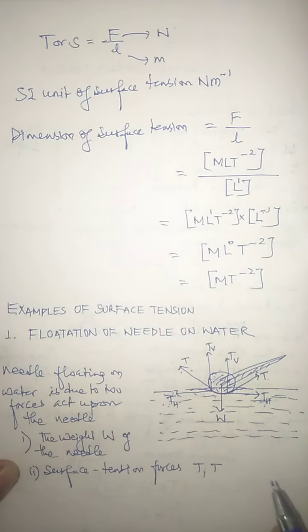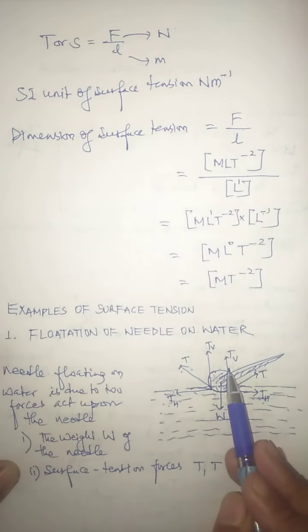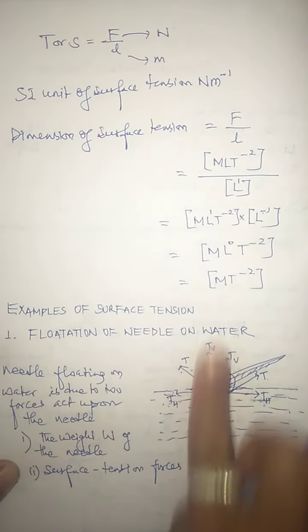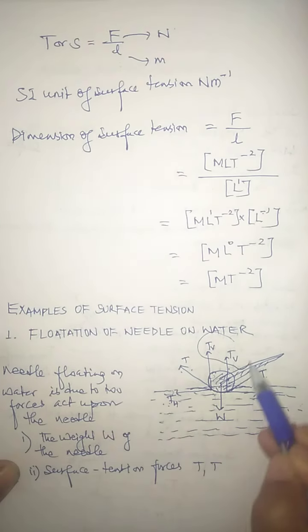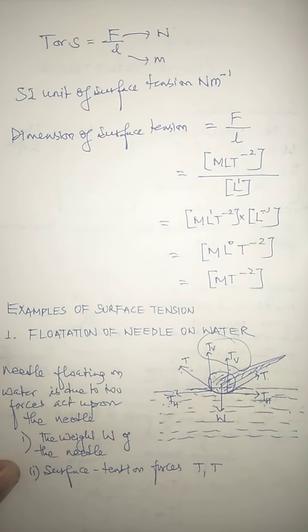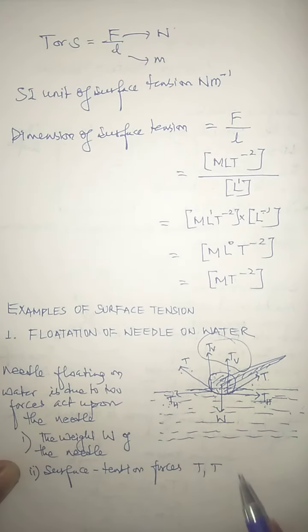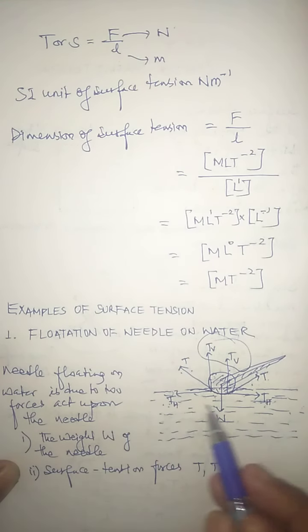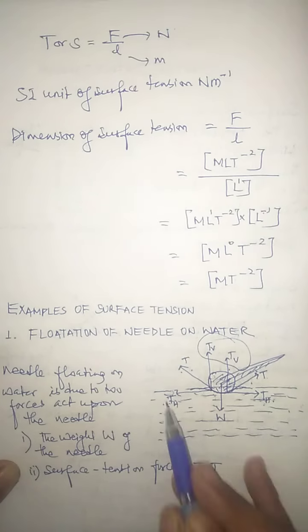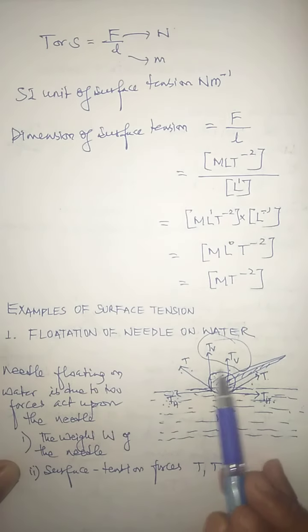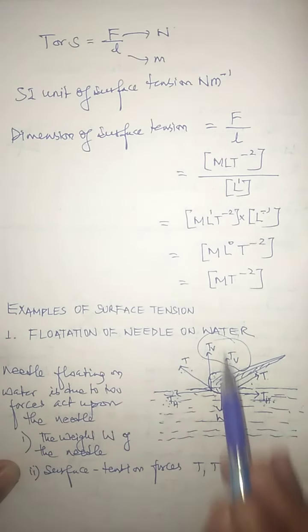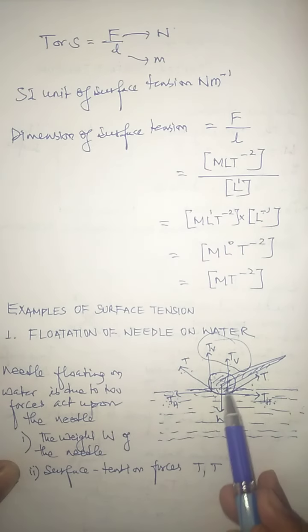Whereas the vertical components, these two forces acting in the same direction, will simply add up. So children, look at this part. The surface tension acting on the needle by the water splits into two components, as I said. The horizontal components act in opposite directions and of the same magnitude, so they cancel each other. Whereas the vertical component, which you can see acting in the upward direction, will not cancel. They simply add up.